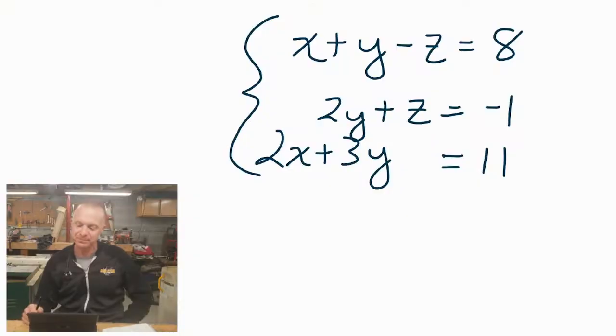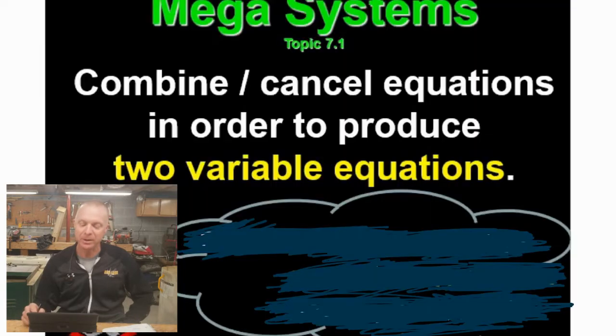But what you're going to find out is that when you have a system like the one here, x plus y minus z equals 8, 2y plus z equals -1, and 2x plus 3y equals 11. When you have a system that has more variables, you might say that your goal is to try to combine and cancel equations so that you can still produce two variable equations. If we can turn this into two variables, then we know what to do, just like you showed in class last time. So let's see if we can do some combining and canceling and end up with two variables.